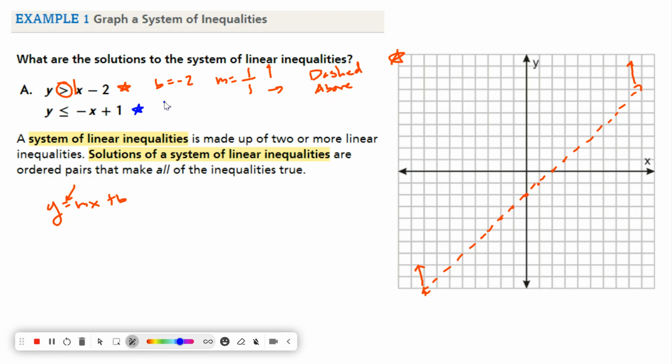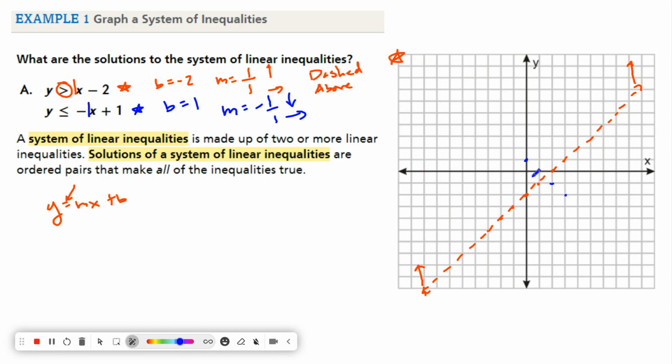Again, our b value is positive 1, so I'm going to go up 1 and put a dot. Our slope this time, there's a negative in front of that x, so make that a negative 1. Your slope is negative 1 over 1, which means we go down 1 and right 1. Down 1, right 1, down 1, right 1, down 1, right 1.